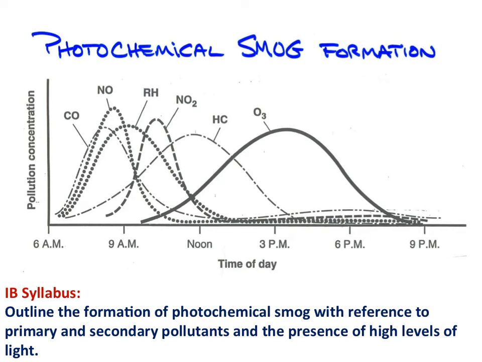This graph is also a nice outline of photochemical smog formation. Study this graph. Primary pollutants in the morning during rush hour, and then as the day passes exposed to sunshine, as the sun comes up higher overhead, and they're transformed to secondary pollutants, including ozone, by afternoon.